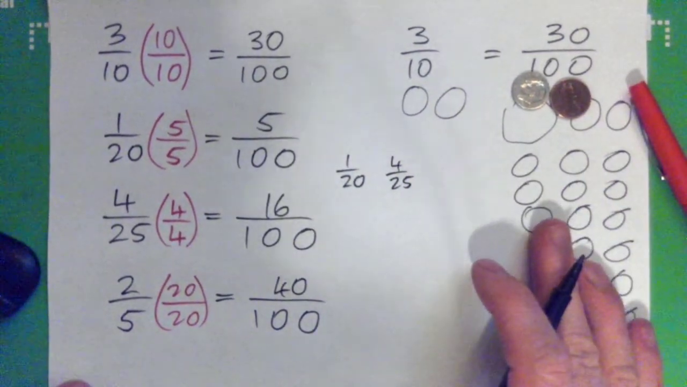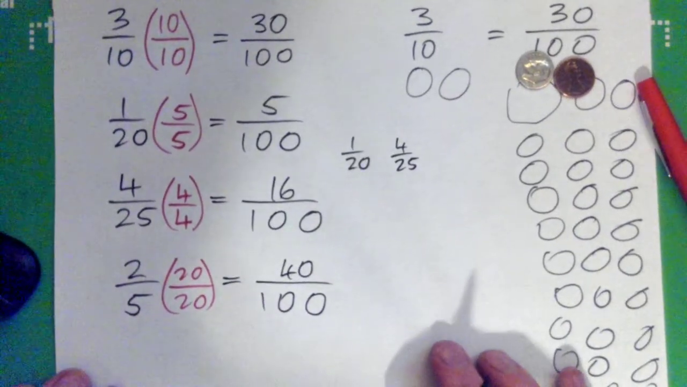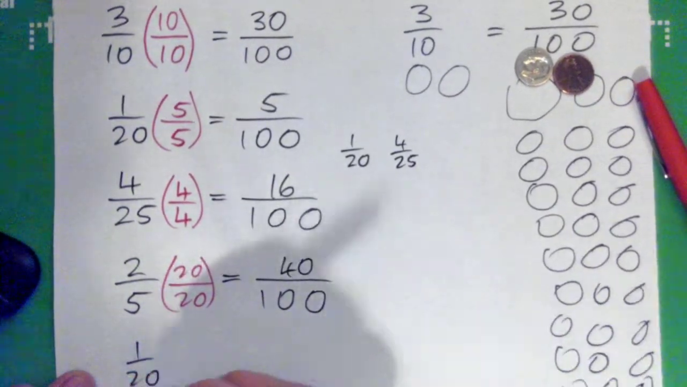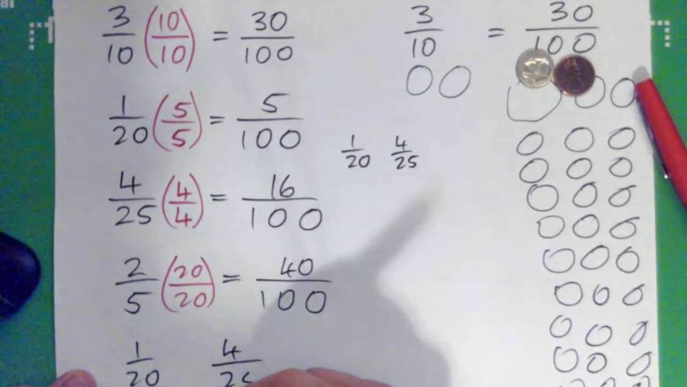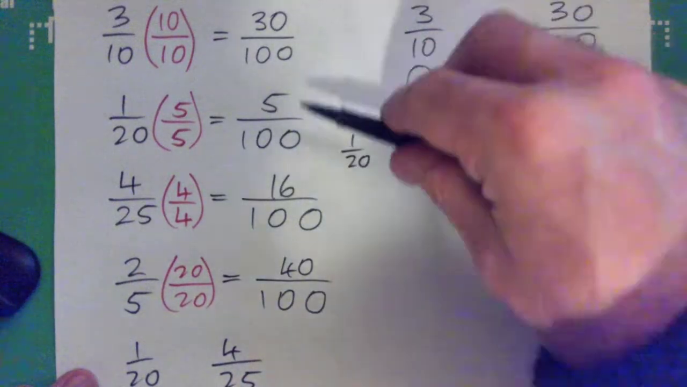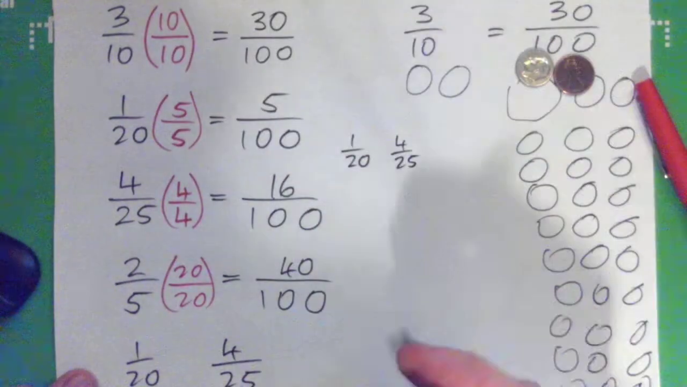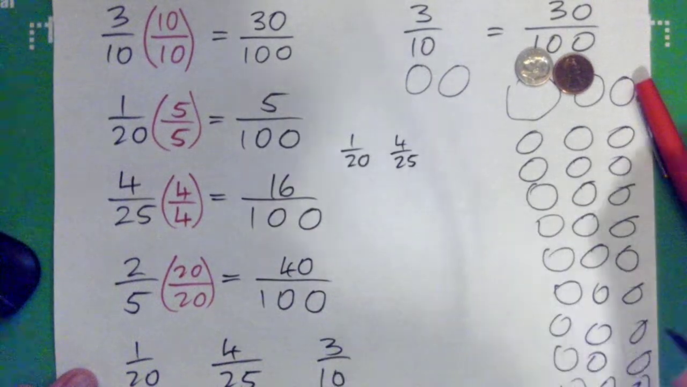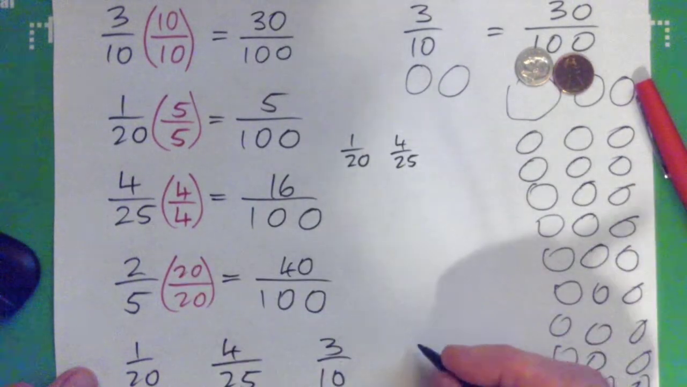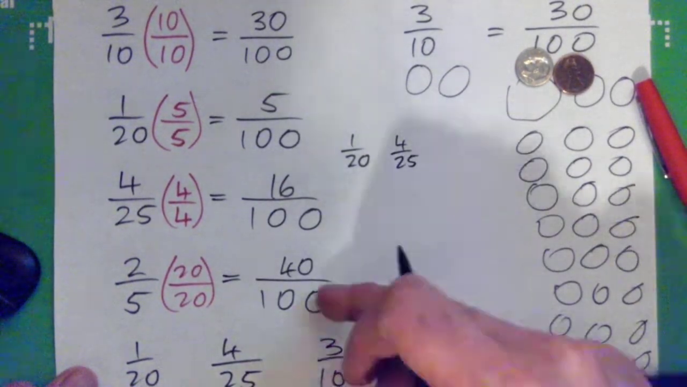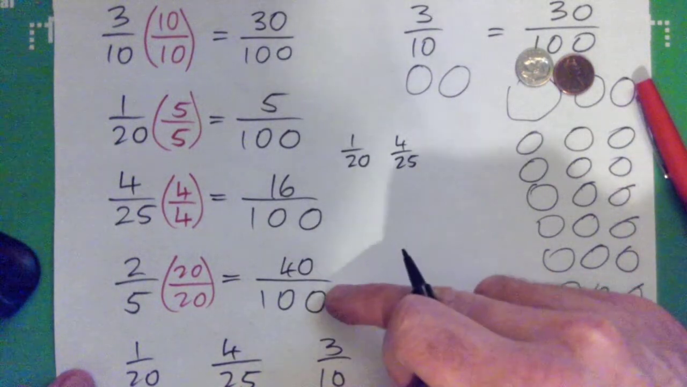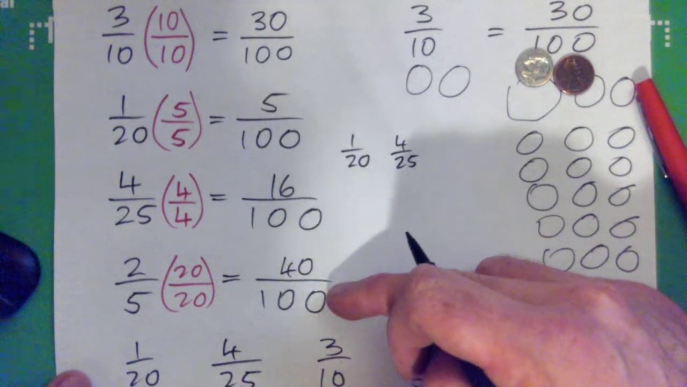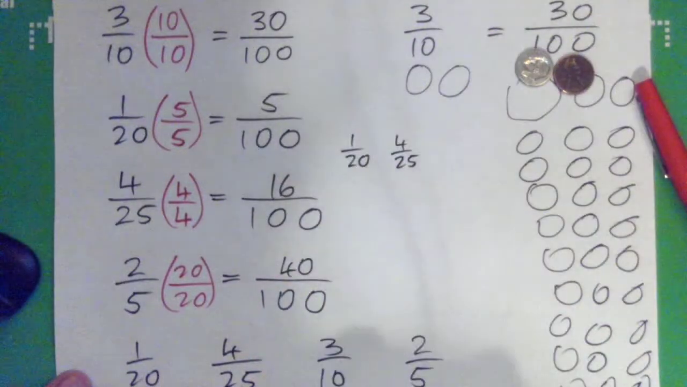Actually, I should write that down here. Sorry. 1 over 20, 4 25ths, and then what comes next? 3 tenths, good. And what comes next? The last one is 2/5. So 2/5 is the largest because it's 40 pennies. 1/20th is the smallest, it's only 5 pennies, and then these in the middle.